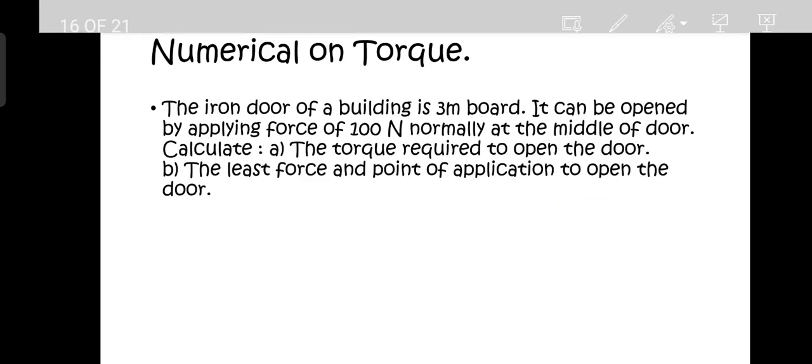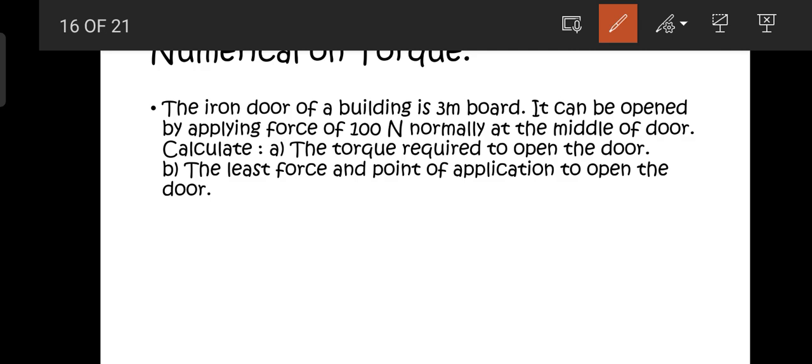Now a numerical on torque, let's solve it. The iron door of a building is 3 m broad. It can be opened by applying a force of 100 N normally at the middle of the door. Calculate the torque required to open the door, the least force and the point of application to open the door. So let's solve it. 3 meter long iron door. It can be opened by applying a force of 100 Newton normally at the middle of the door. Read the question carefully in the exam.